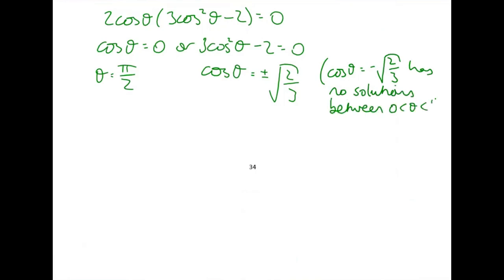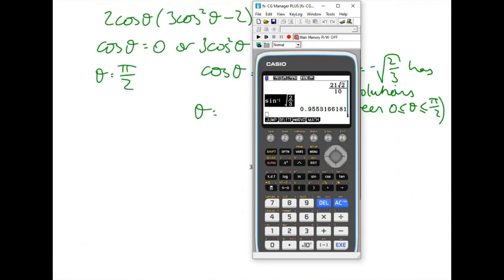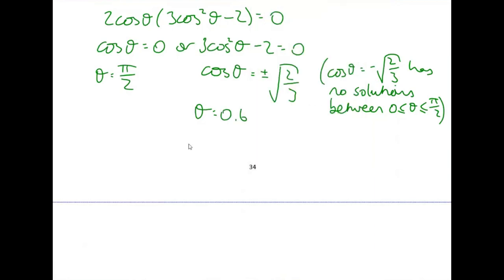between 0 and pi over 2. So if we just do inverse cos of positive root 2 over 3, not 0.615. I should have worked out r for the first ones and for these ones. So I'll work out r for these ones.